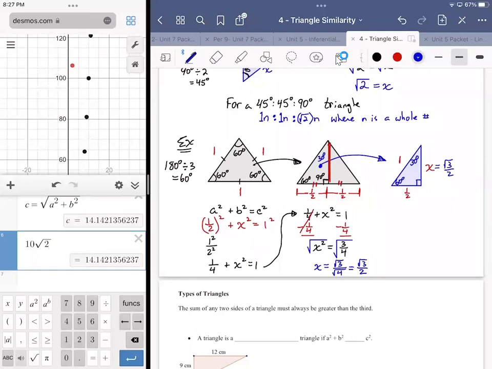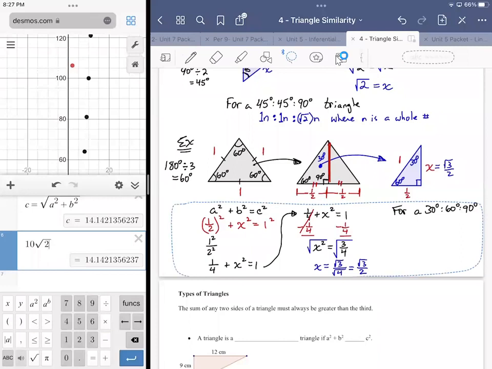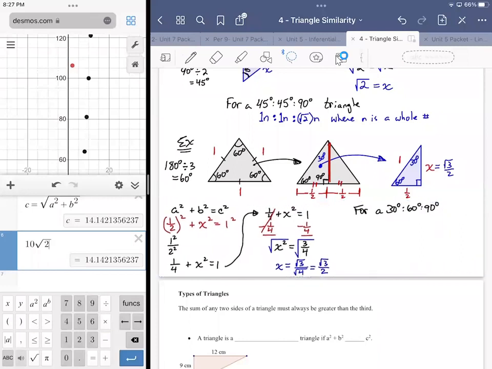All right. So then I can conclude here. So for a 30, 60, 90 degree triangle, opposite the 30-degree angle is going to be a 1/2. Opposite the 60-degree angle is going to be a radical 3 over 2. And opposite the 90-degree angle is going to be a 1.